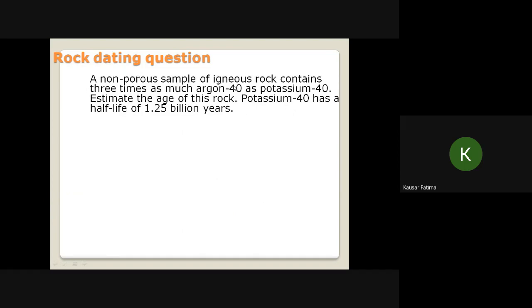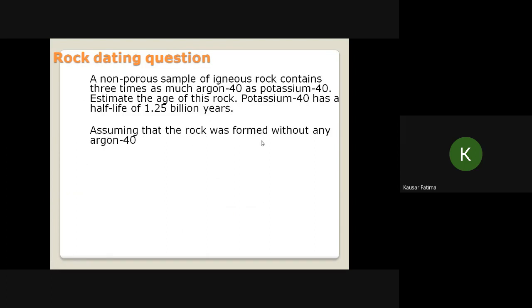A non-porous sample of igneous rock contains 3 times as much argon-40 as potassium-40. It means argon-40 is the daughter, and its quantity is 3 times greater than the potassium-40. Estimate the age of this rock. Initially, we will assume it had only potassium-40, and as time passes, argon-40 is formed. We have to find out the age of the rock, after which the argon-40 is 3 times the potassium-40. Let's see how it's solved.